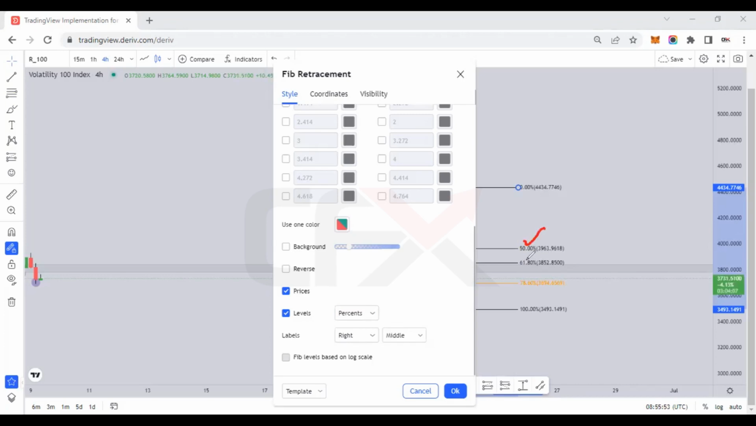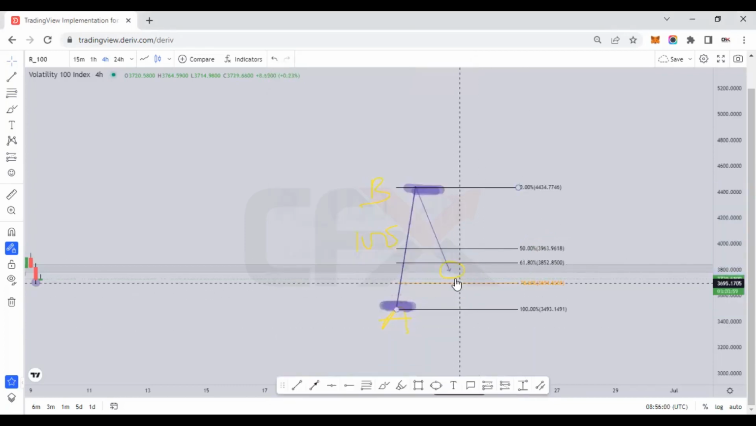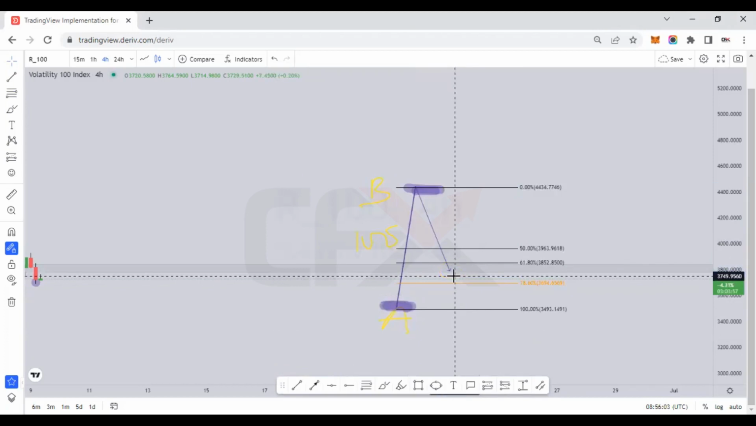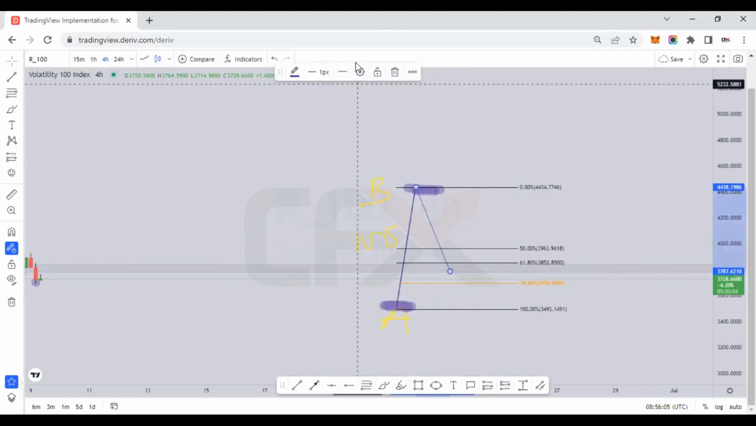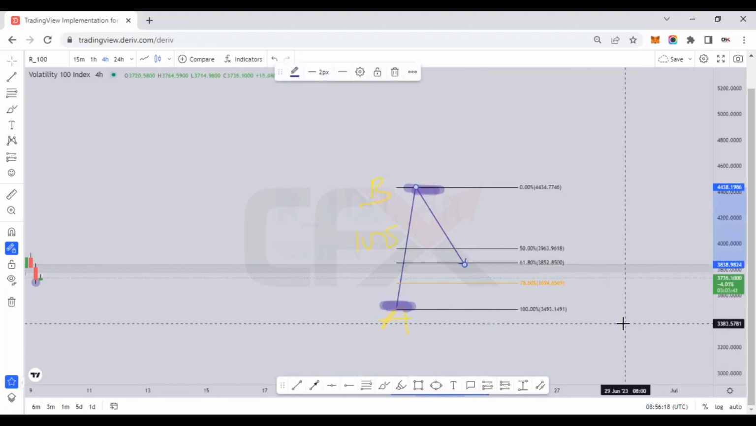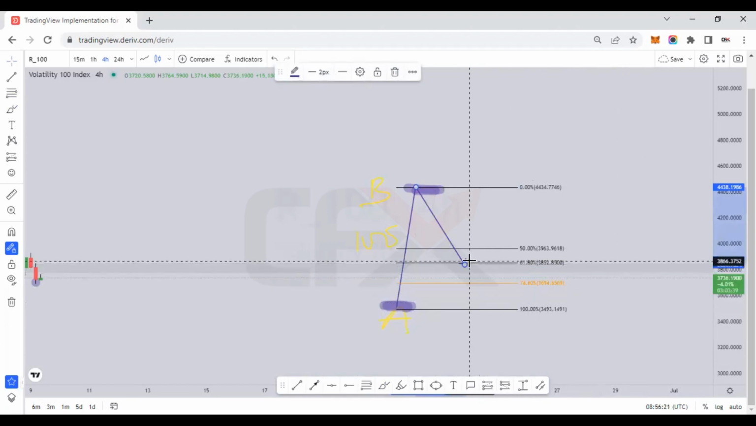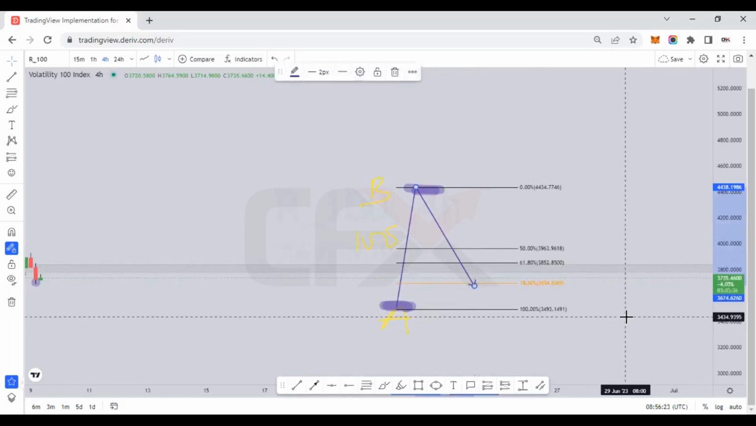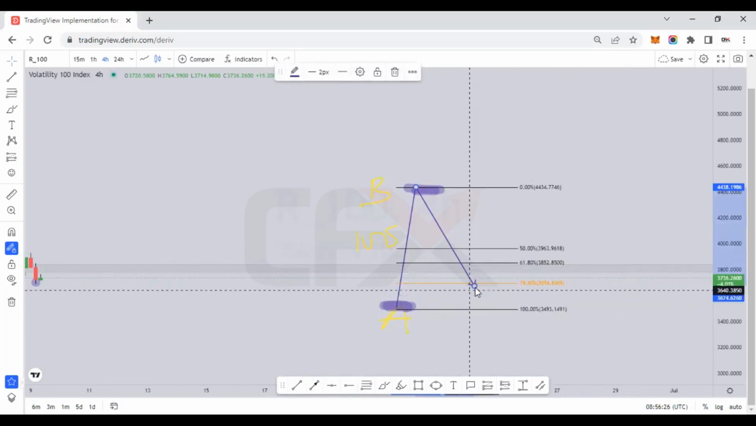So this is 50%. This is 61.8%. This is 78.6%. Okay. So when the move comes from this top all the way to this level, what retracement do we have? 50%. Good. And when it goes here, how much? 61%. Good. And the last point is how much? 78%. Good. So that is how you use Fibonacci as a confluence.